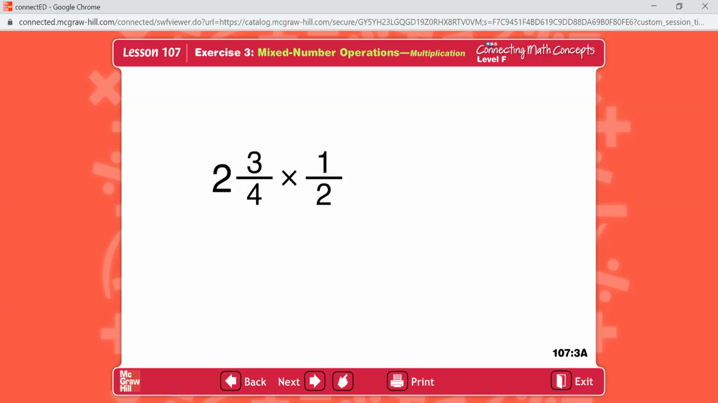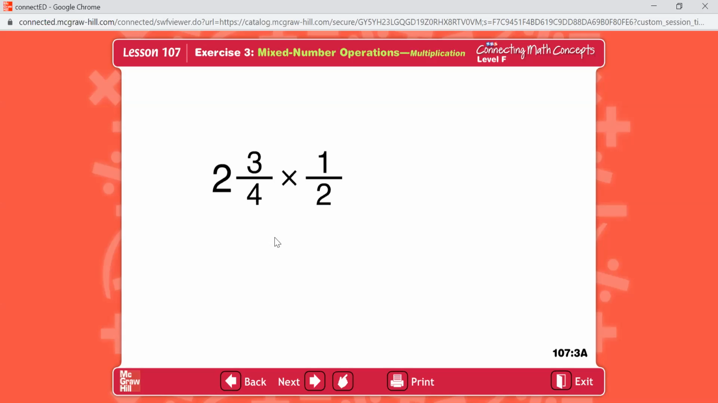Here is a new kind of problem. Read it. 2 3/4 times 1/2. Again, 2 3/4 times 1/2. We work the problem by changing the mixed number into a fraction.